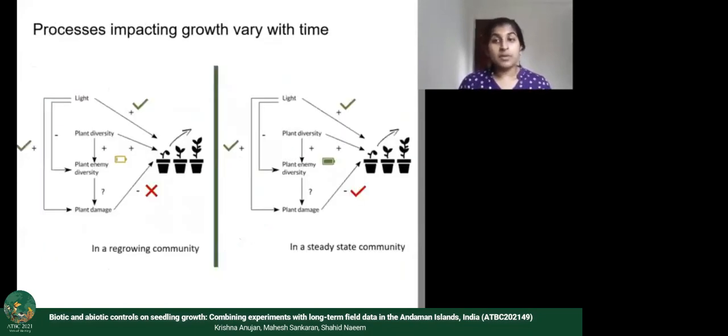We see in sum that the processes impacting growth vary with time or age of a seedling community. In a non-equilibrium or growing community, we see that light has a very important role in seedling growth, while in a steady state community on field, we see that both light and species diversity matter to seedling growth. And diversity affects growth both through its direct effects as well as through indirect mechanisms through plant damage.